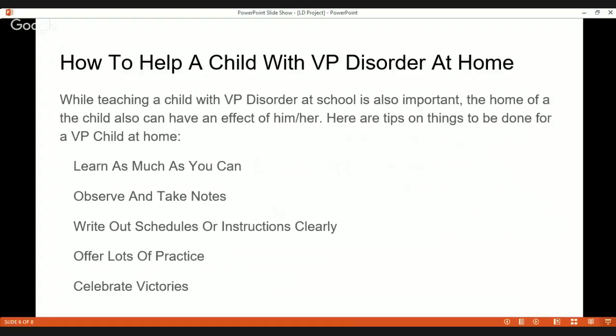Write out schedules or instructions clearly. I think that also goes into the school setting as well. The schedules and instructions should be laid out step by step and bit by bit, so they don't get confused, with everything laid out piece by piece so that they can understand it the first time. Offer lots of practice, and you have to celebrate all the victories that your child has.